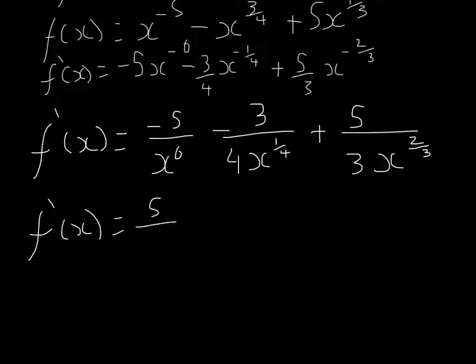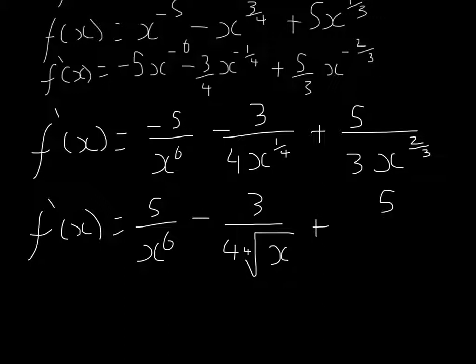So 5 over x to the power of 6 minus 3 over 4. Now, x to the power of a quarter is the same as the fourth root of x. Okay, plus 5 over 3x squared and the cube root there. Now let's go through that really quickly.